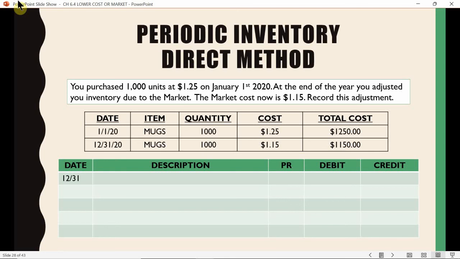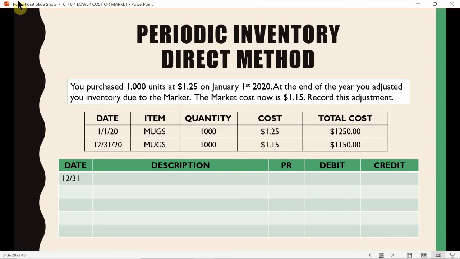So at the end of the year, you go ahead and do your adjustment, your lower cost calculations, and you determine that at the end of December 31st of 2020, you end up getting a loss due to the market, because the market cost tells you that it's now $1.15 for each one.